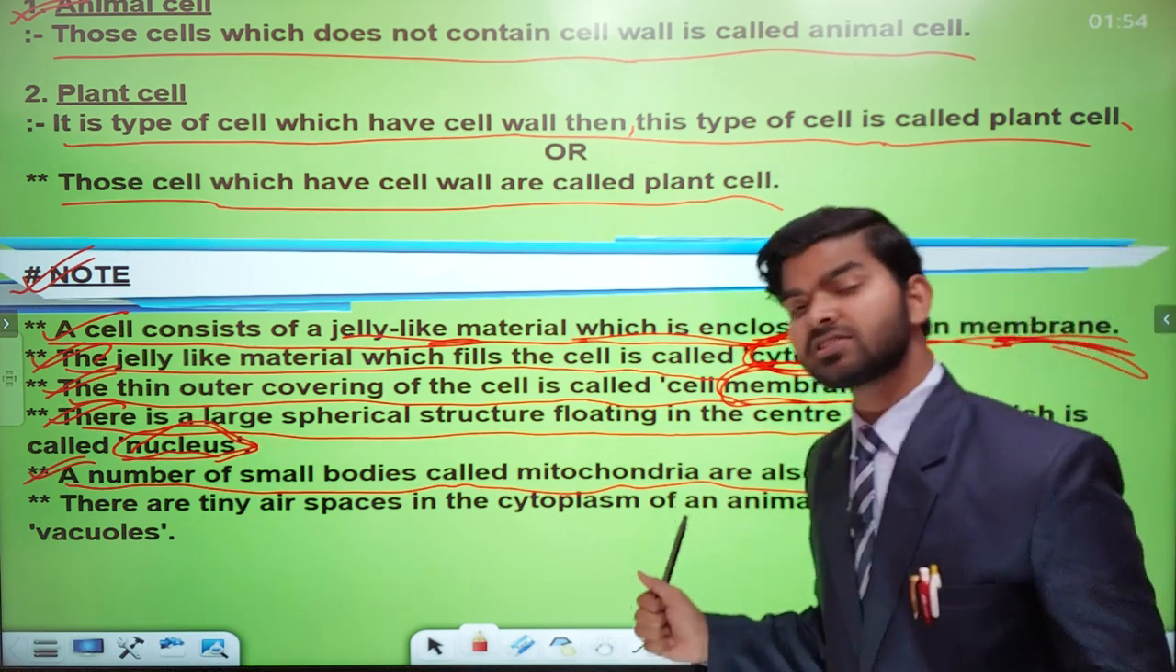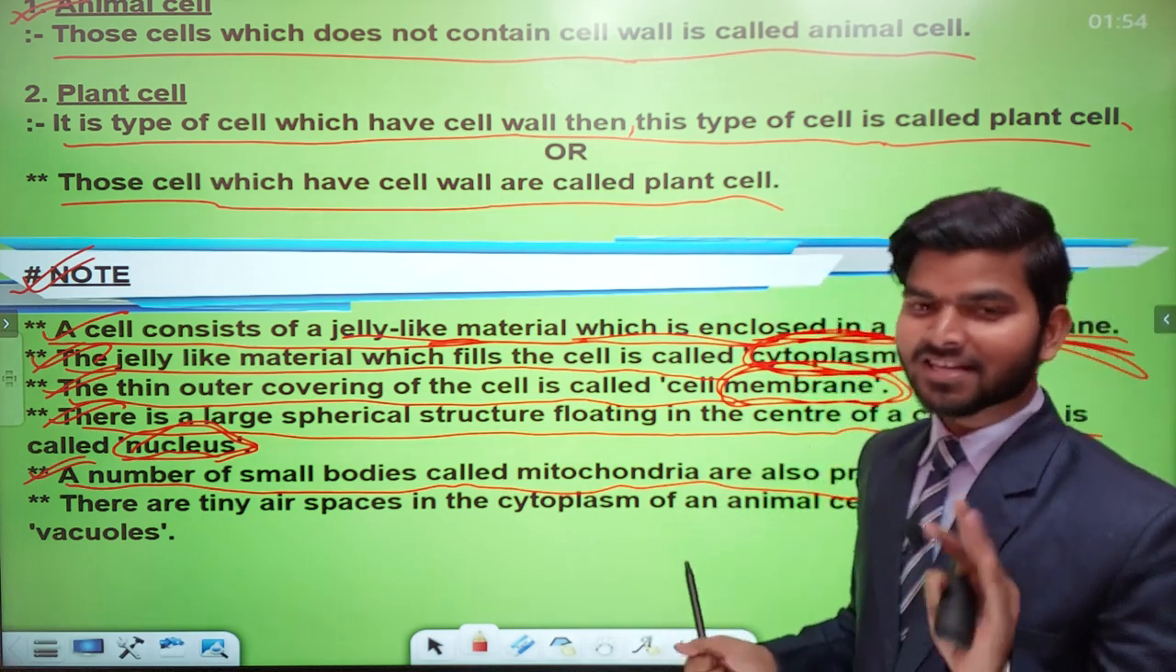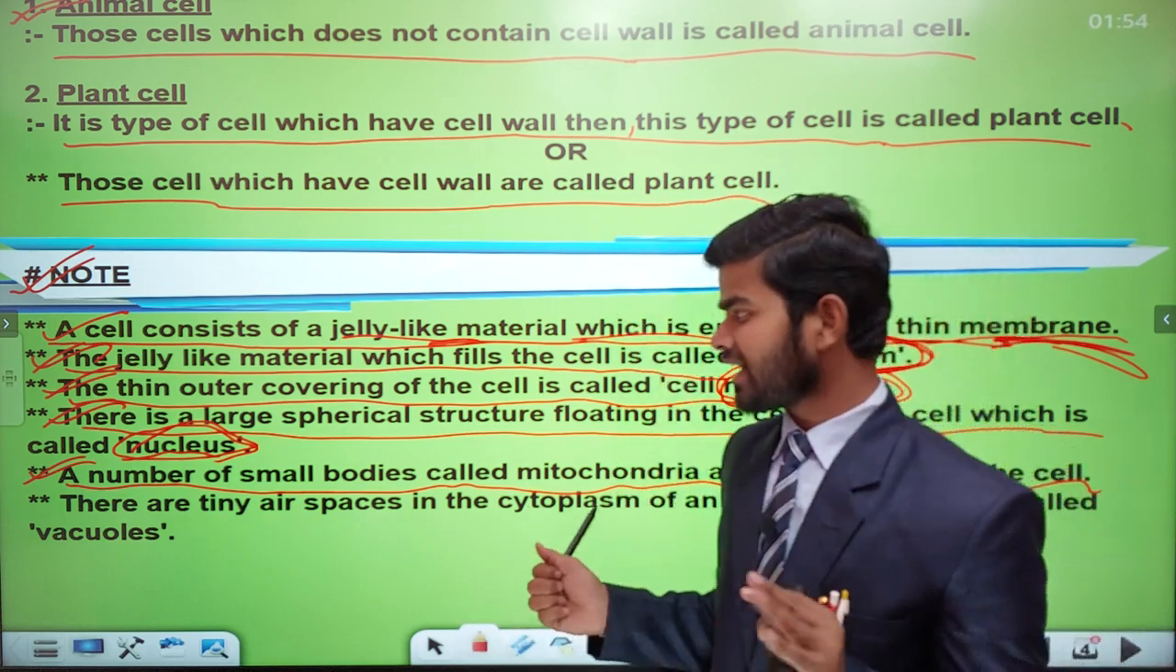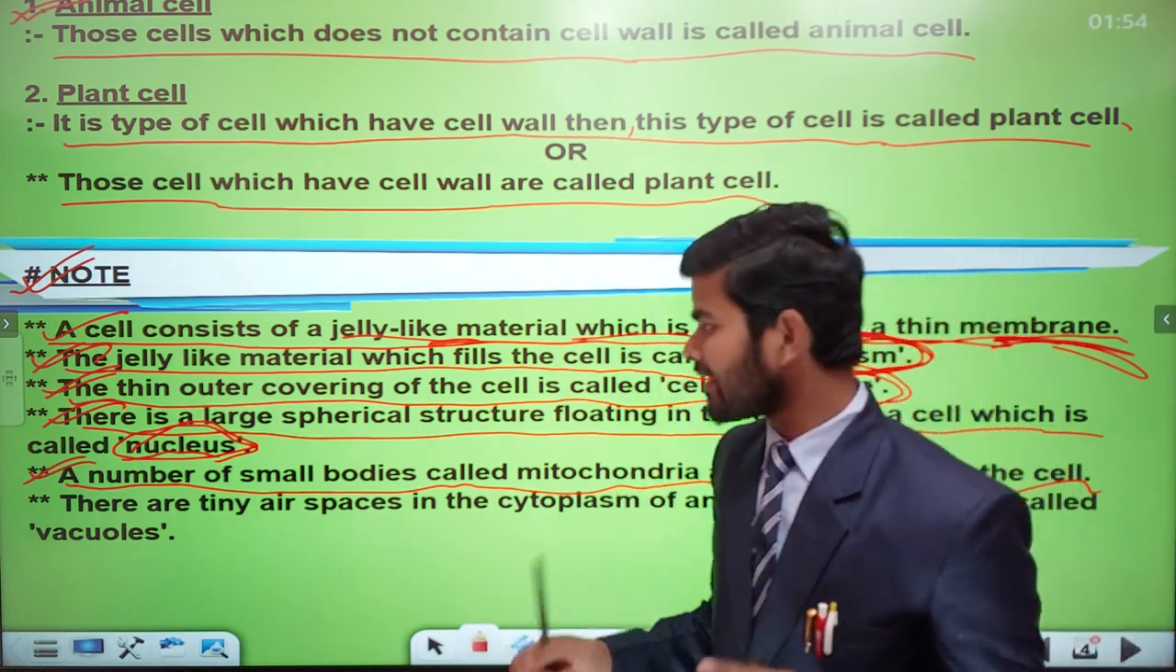Next one, a number of small bodies called mitochondria are also present in the cell, because mitochondria is the powerhouse of the cell. So you must learn about this particular mitochondria. I am giving it as a bonus point.